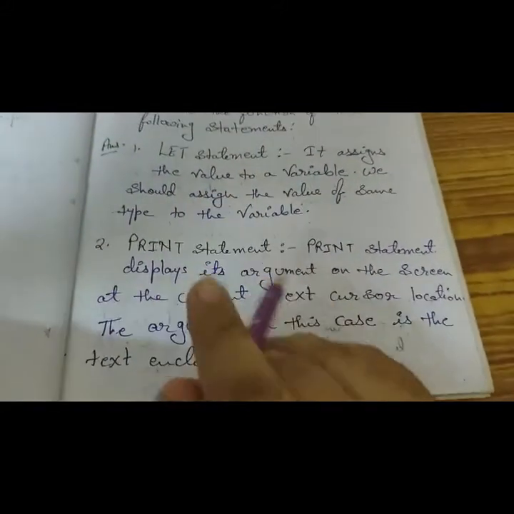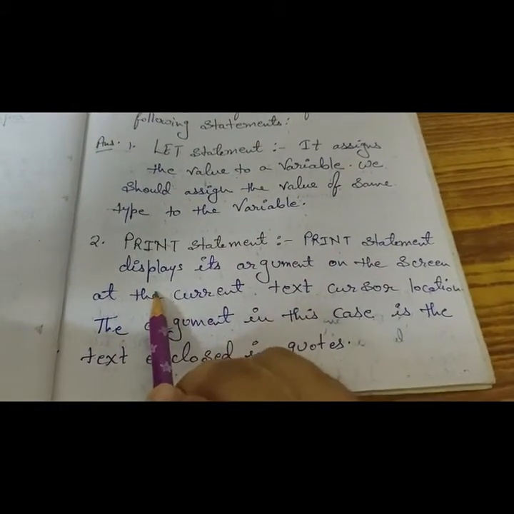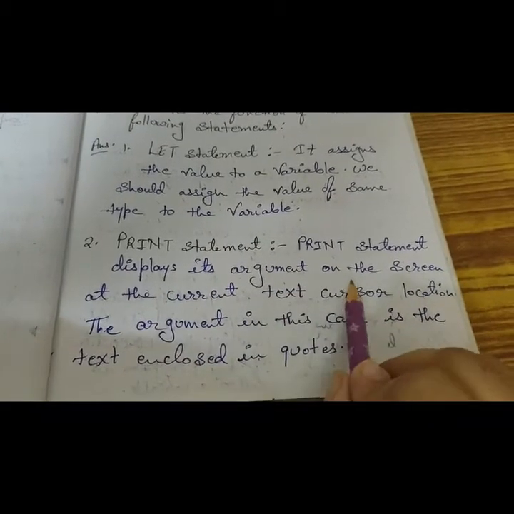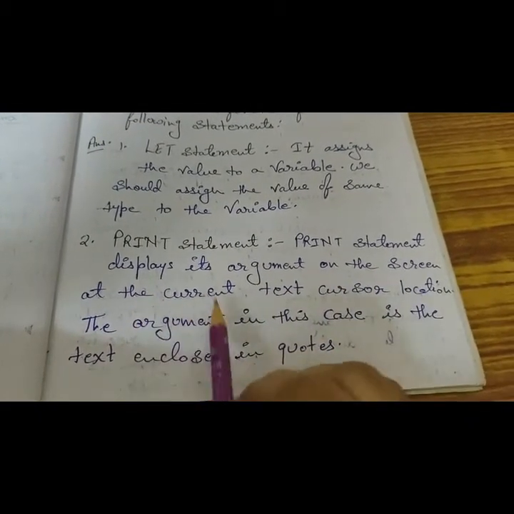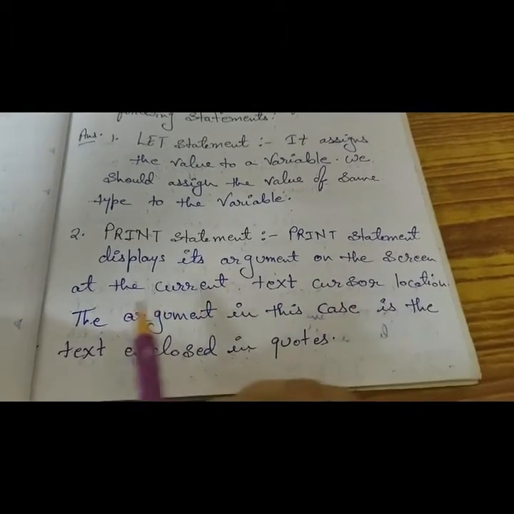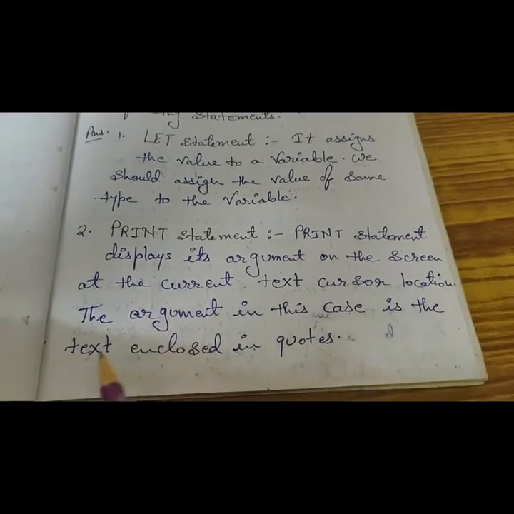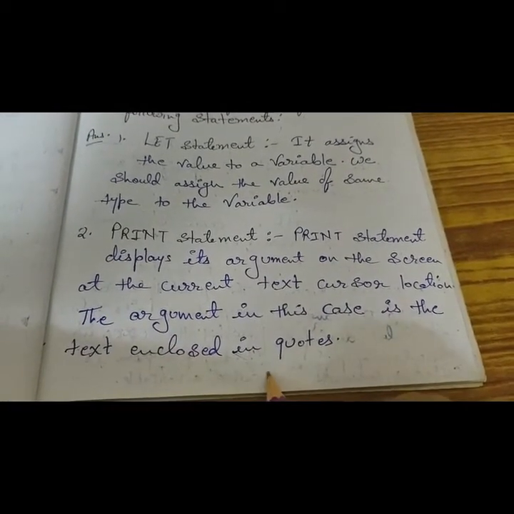Second is PRINT statement. Print statement displays its argument on the screen at the current text cursor location. The argument in this case is the text enclosed in quotes.